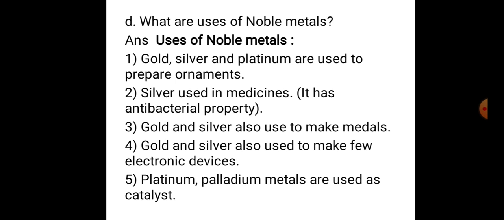What are the uses of noble metals? Gold, silver and platinum are used to prepare ornaments. Silver is used in medicine, it has antibacterial property. Gold and silver are also used to make medals. Gold and silver are also used to make a few electronic devices. Platinum and palladium metals are used as catalysts.